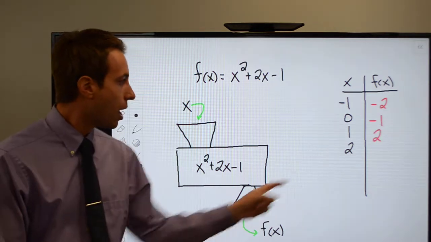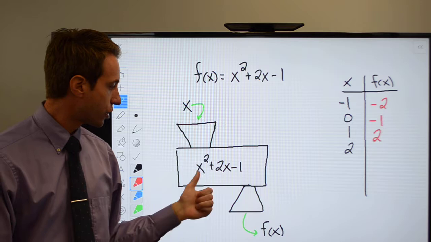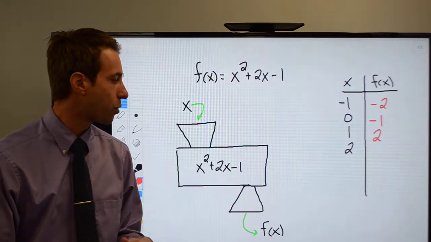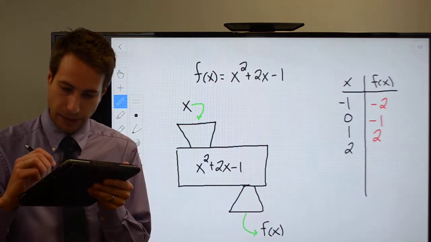Plug in a 2. I plug a 2 into my function. 2 squared is 4. 2 times 2 is also 4, so 4 plus 4 would be 8. Minus 1 is going to be 7.